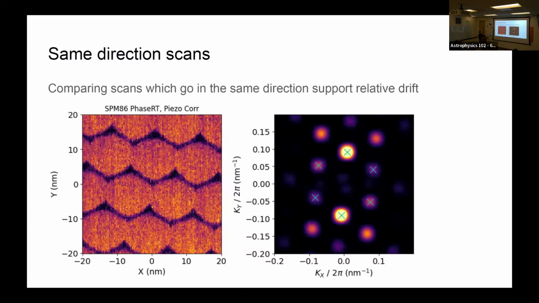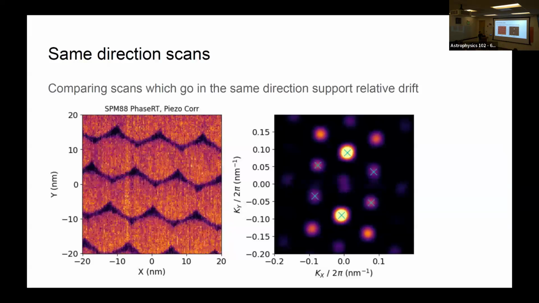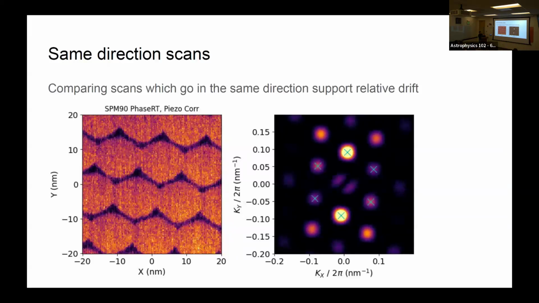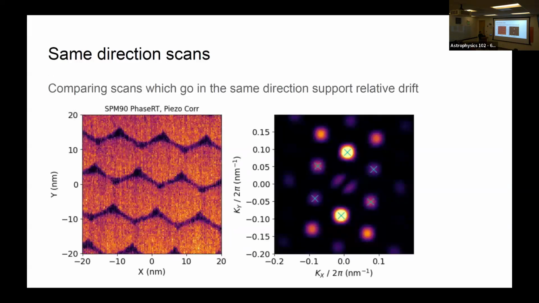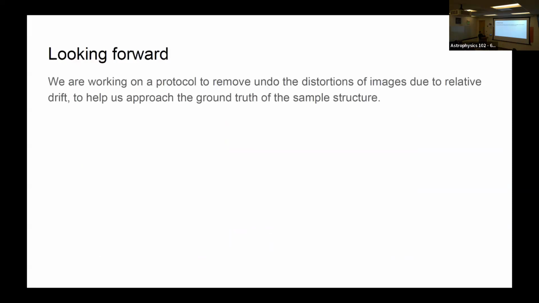To provide a little more supporting evidence that there is a relative drift: if you compare scans that all go in the same direction, you'll see that the sample is actually slowly marching up. This is why we believe there is a thermal drift in the system. And so moving forward, we're hoping to work on a protocol to undistort the images, so take into account this thermal drift to get closer to the ground truth of the structure.